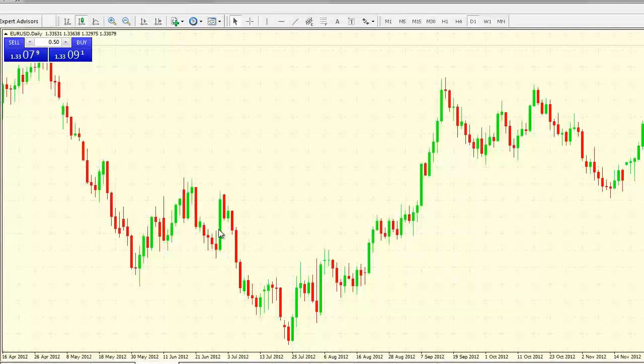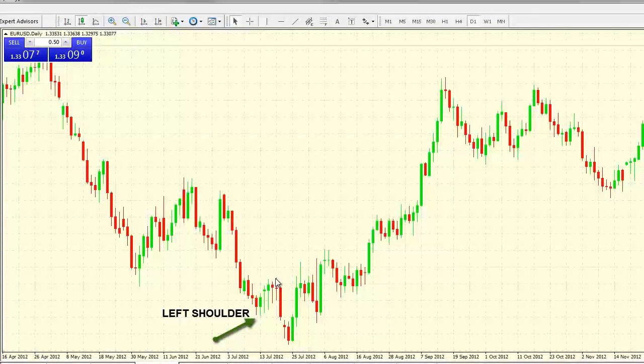We consider the example of the euro dollar again over the daily time frame somewhere in July 2012. You would notice the head and shoulder bottom formation at this point, which is towards the end of this downtrend. The left shoulder is formed in continuation to this downtrend with its low at this point. From this low, the price retraces towards higher levels, making a new high at this point. This marks the completion of the left shoulder.